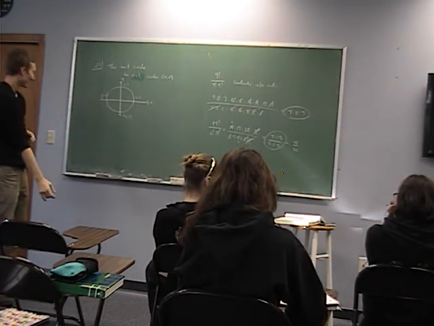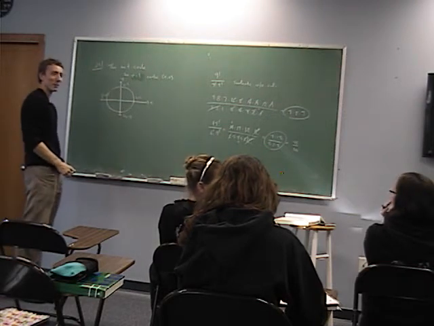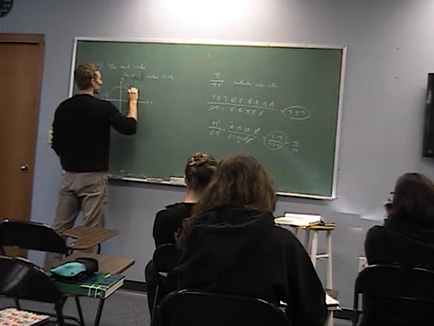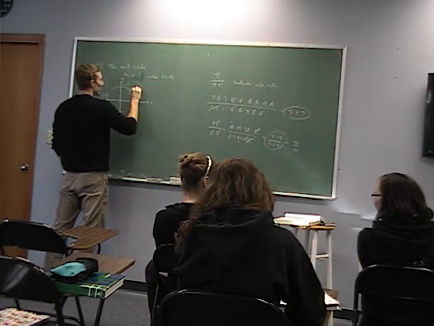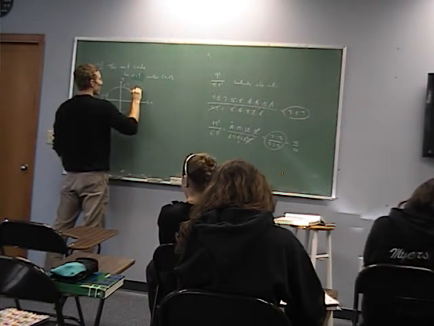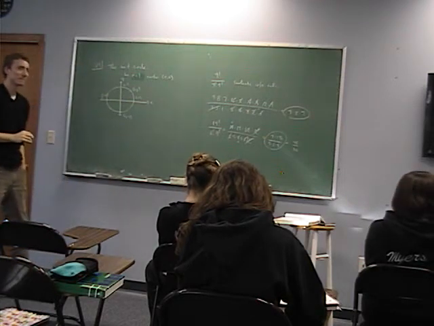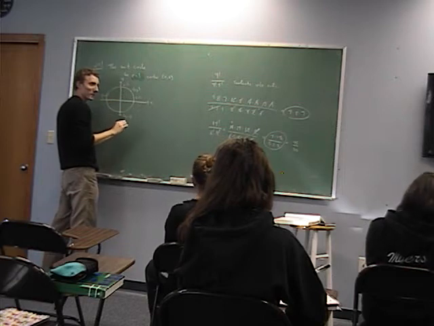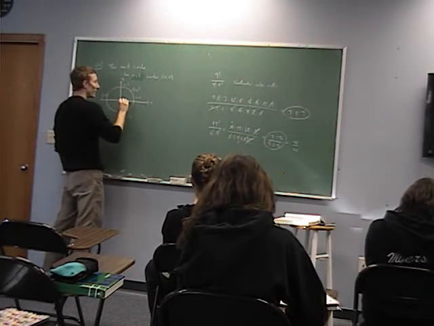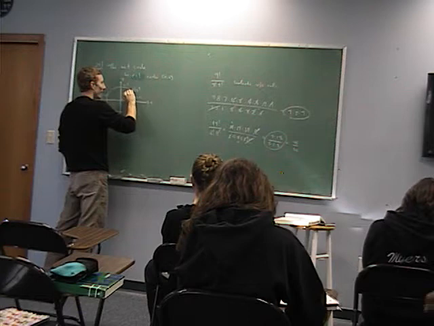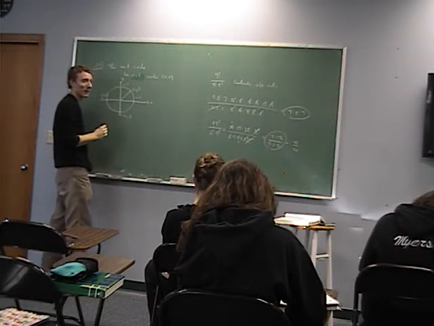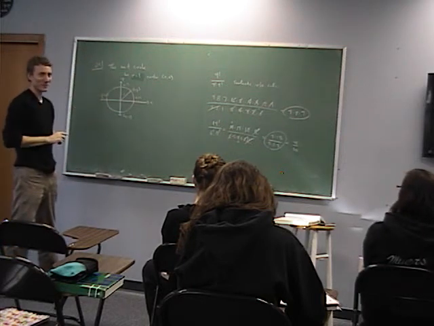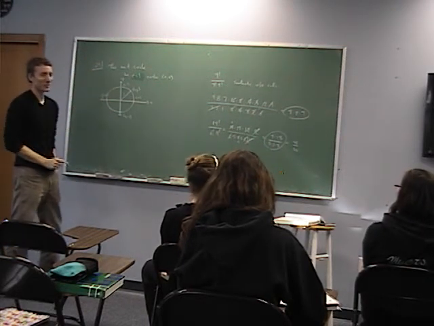Good. Now let me pick a point on the unit circle. This is some (x, y). If I connect out here, that would be a radius, and it would have a length of 1. Why? Because this is the unit circle, and the unit circle has a radius of 1.